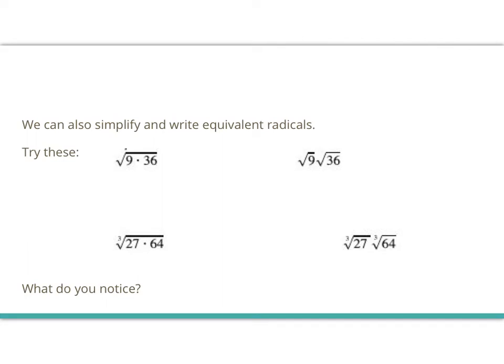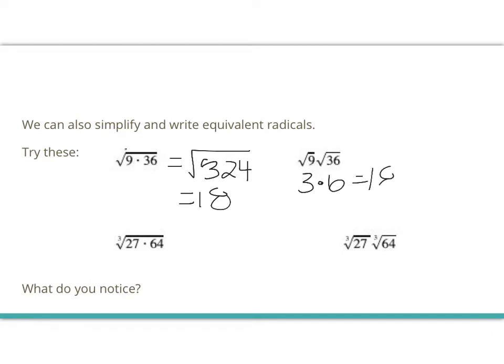So we can also simplify and write equivalent radicals. If you look at the difference between these two, we have the square root of 9 times 36, where both are underneath the radical, and we have the square root of 9 times the square root of 36. If you do these in your calculator, we would say we need to multiply first here. So we would do 9 times 36 is 324. The square root of 324 is 18. In the other case, we would have done the square root of 9 is 3 times the square root of 36, which is 6. That still equals 18.